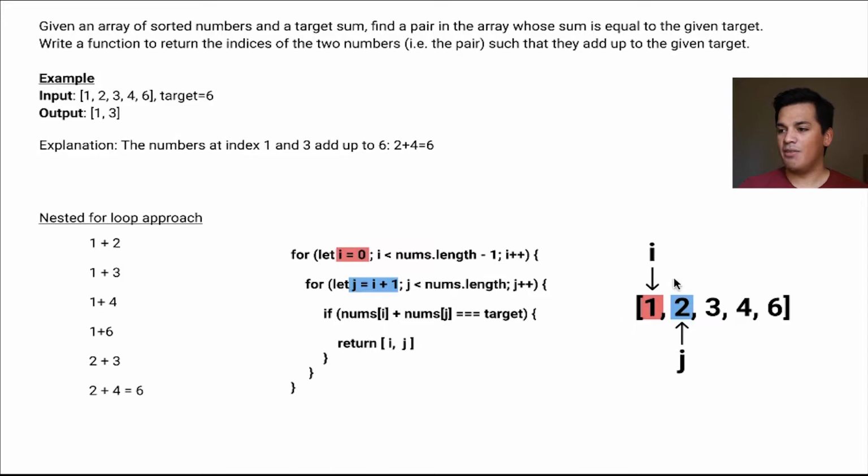From there, every single time we have a new i and j, we will do this if: if nums[i] plus nums[j] equals target, then we return i and j. If not, we continue looping. So now let's run through a few examples.